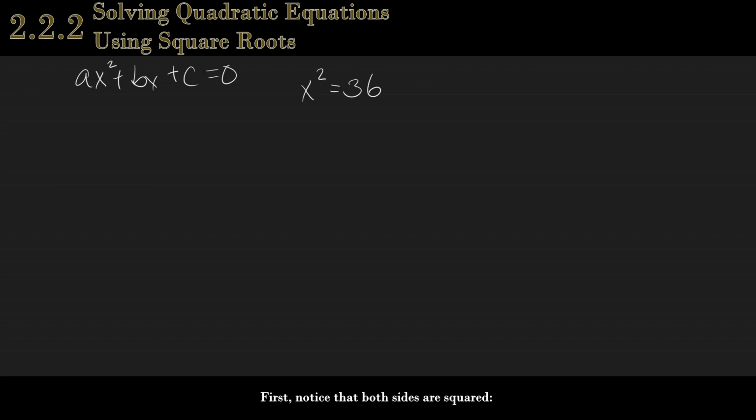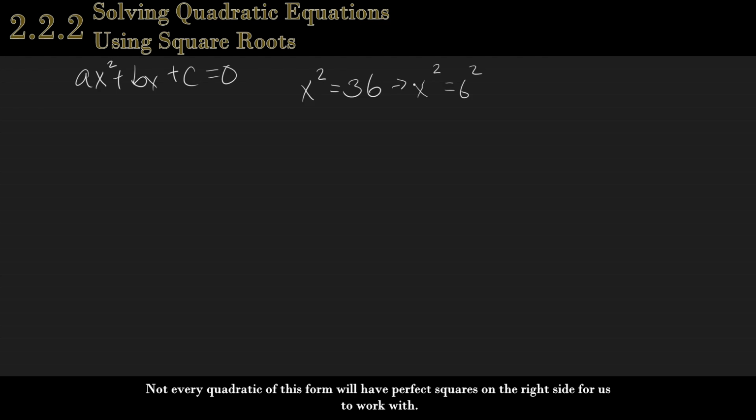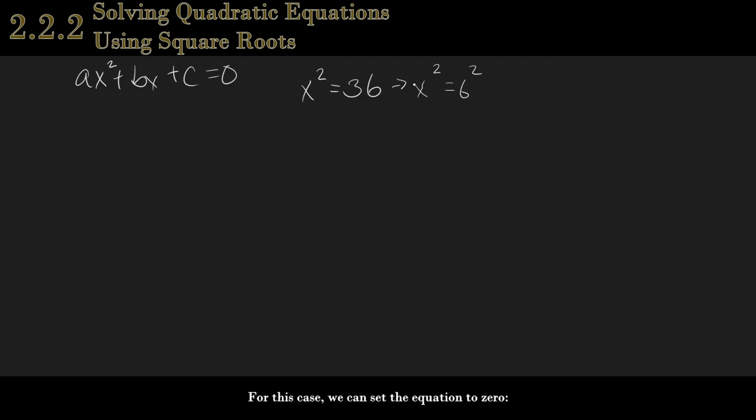First, notice that both sides are squared. X squared equals 6 squared. These are a special case. Not every quadratic of this form will have perfect squares on the right side for us to work with. For this case, we can set the equation to 0.